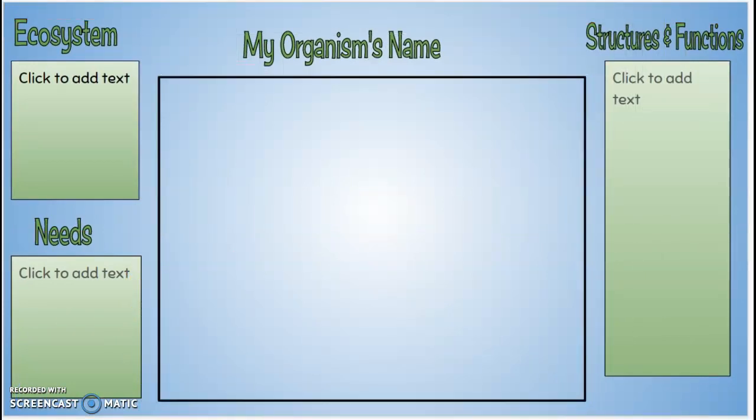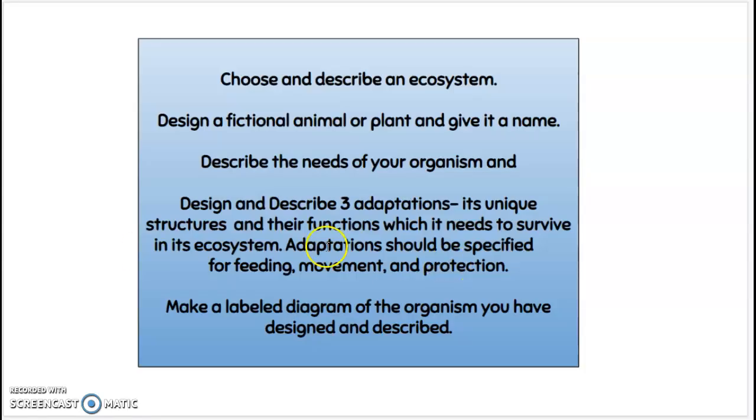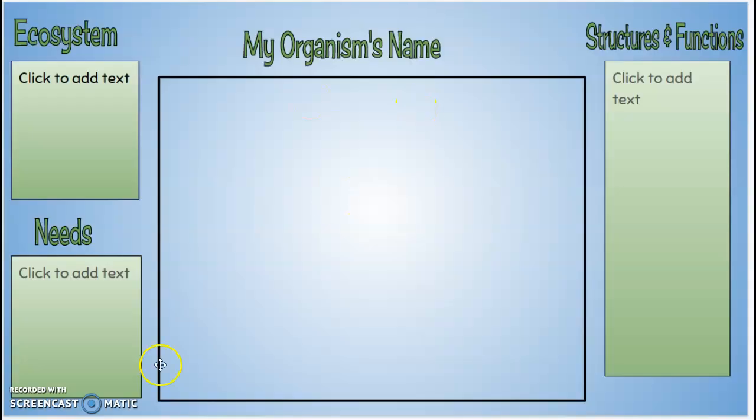So let's go back to the slide. Think of adaptations for feeding, movement, and protection. How does it get around? How does it eat? How does it protect itself? This can be an animal or plant, either one. Questions, please let me know. Remember, this is a fictional organism.